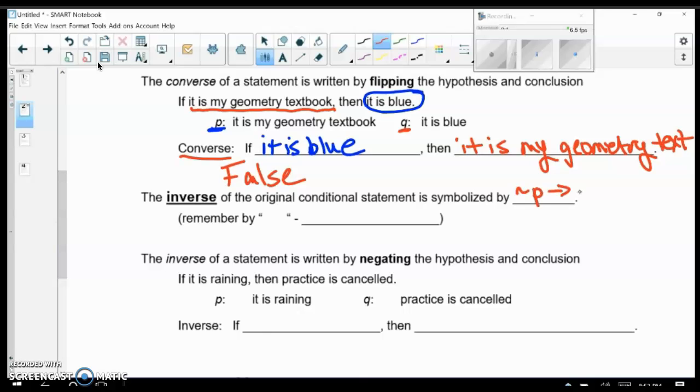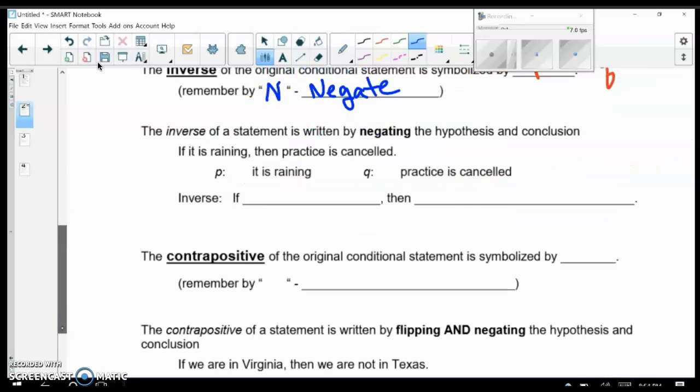Let's take a look at the inverse. So the inverse, we would write it like this. If not P, then not Q. Okay? So remember by IN, insert not, or just negate. Two ways to do it.